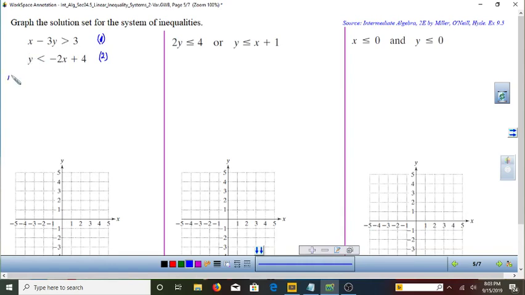So inequality number 1, we're going to solve x minus 3y greater than 3. We're going to solve that for y. So I'm going to subtract x from both sides, and then I'm going to divide by -3. So we end up with y is less than 1/3 x minus 1. And remember, when you divide by a negative, you reverse the inequality.